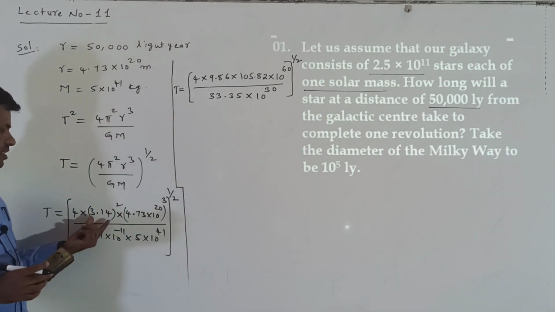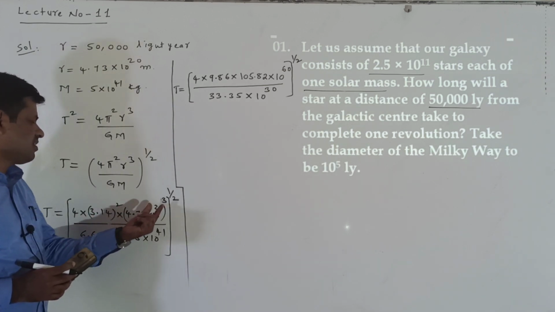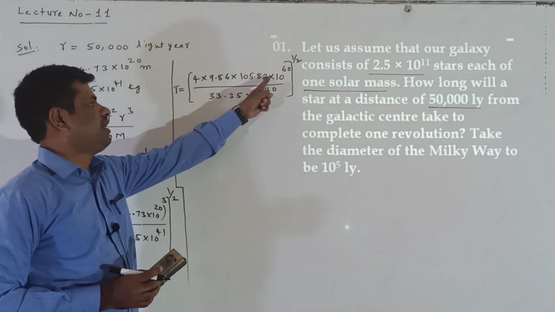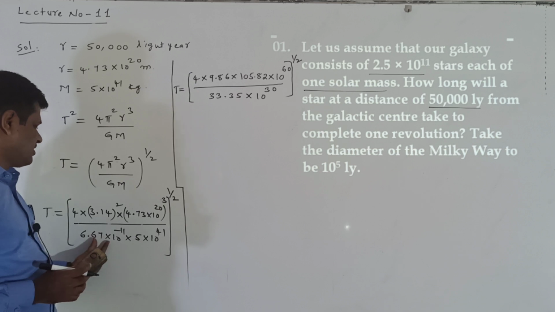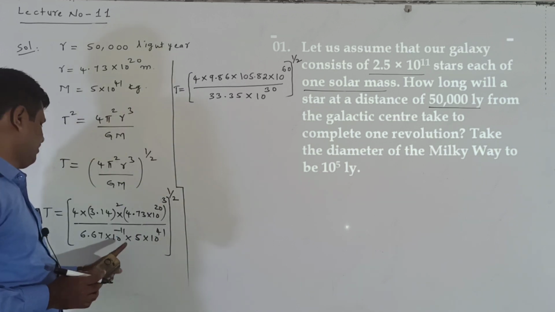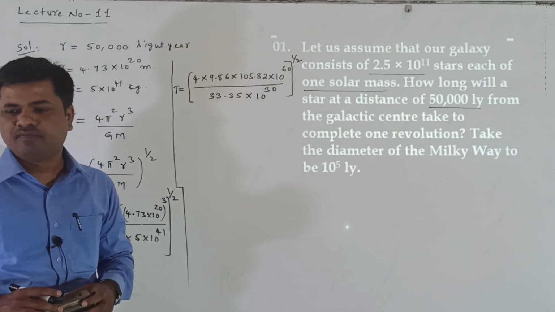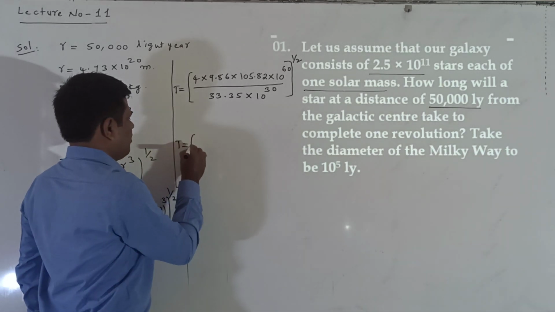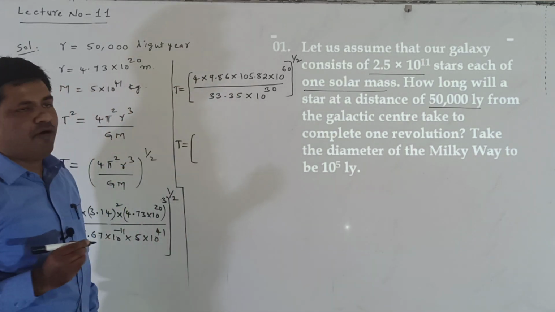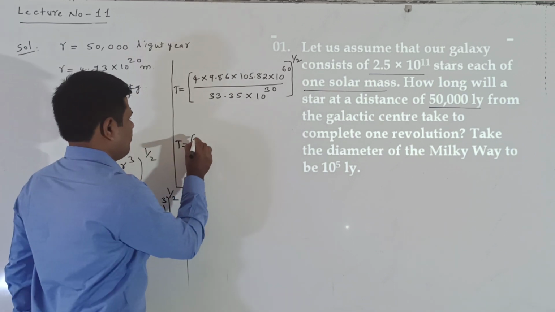This is 4 into this value 9.86, since 3.14 into 3.14 is 9.86. 4.73 whole cubed is 105.82. 10 power of 20 whole cubed is 10 power of 60. 6.67 into 5 is 33.35. 41 minus 11 is 10 power of 30, whole power of 1 by 2, as usual. Now multiplying 4 into 9.86, we are getting 39.44.